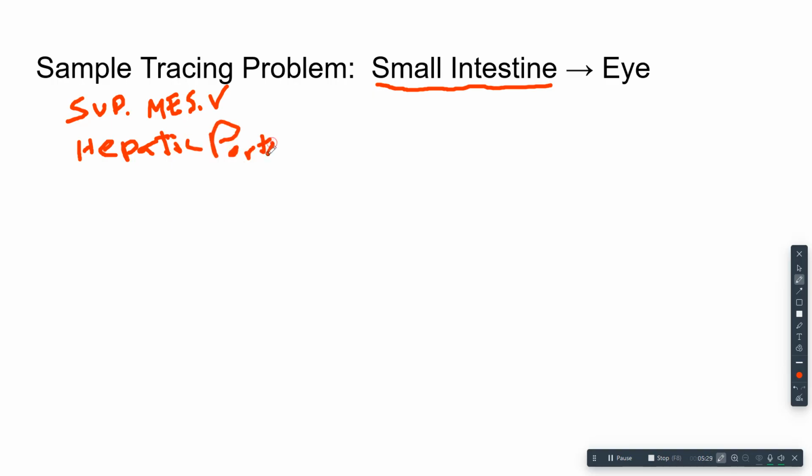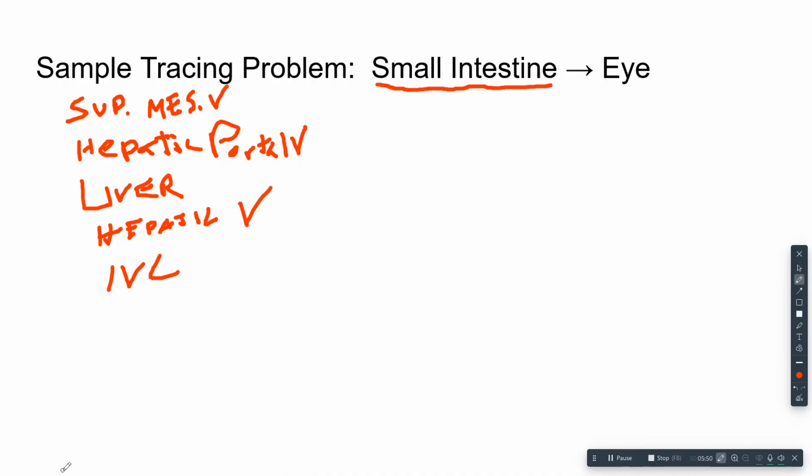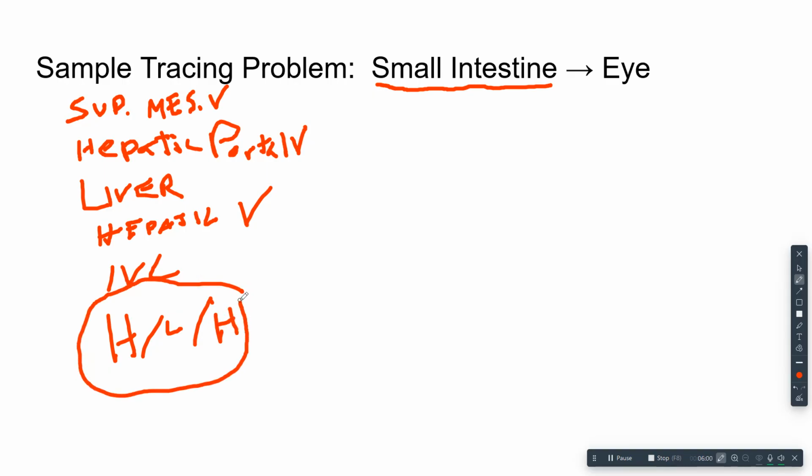Hepatic portal vein. The hepatic portal vein takes me to the liver, where blood is filtered and processed. From the liver, we take the hepatic vein, and the hepatic vein takes me back to the inferior vena cava, which takes me back to that heart, lungs, heart sequence. Since we did that on a previous page, I'm not going to rewrite it. Of course, you would have to write out the whole heart, lungs, heart part on your exam.